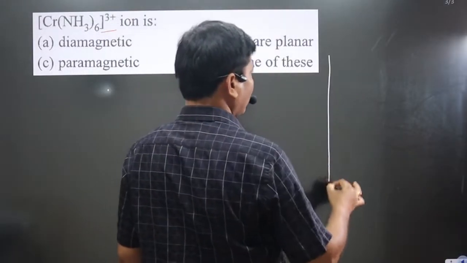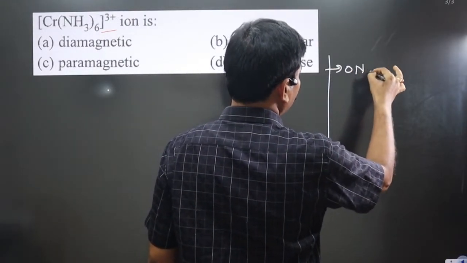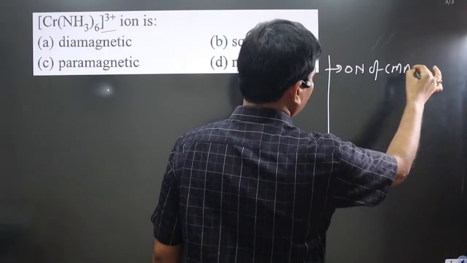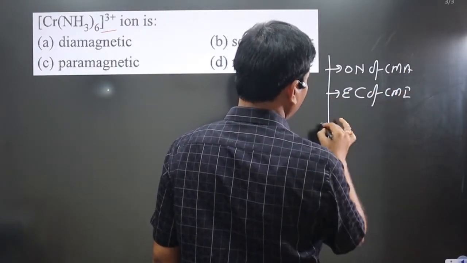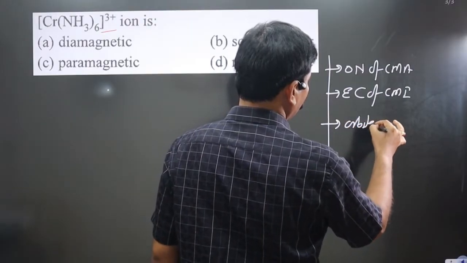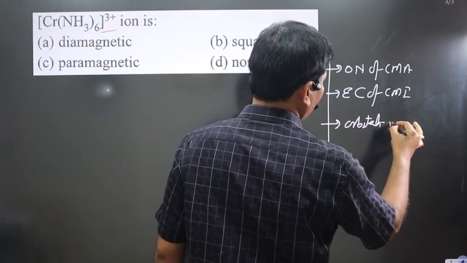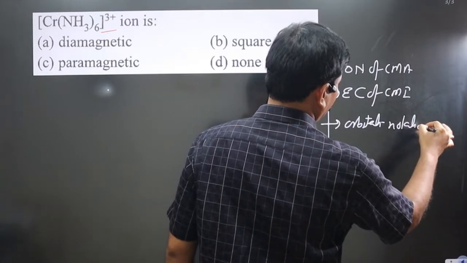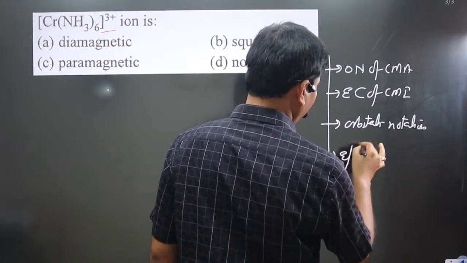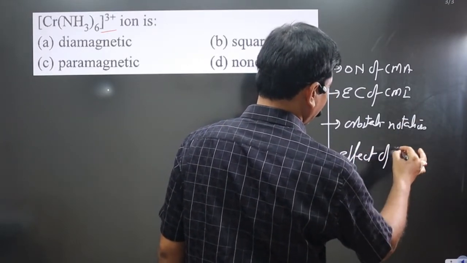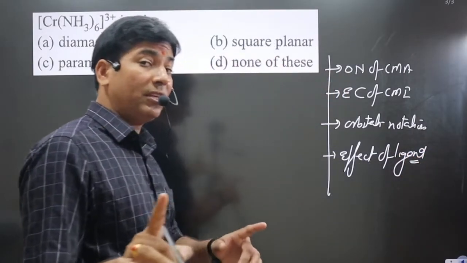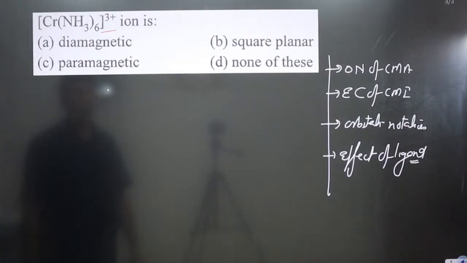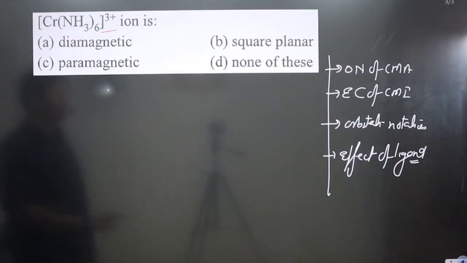First, you write the oxidation number of the central metal atom. Next, we write the electronic configuration of the central metal ion. Then we write the orbital notation, and then we have to consider the effect of the ligand, whether we have a strong field ligand or weak field ligand. If a strong field ligand is there, pairing of electrons occurs; with a weak field ligand, no pairing of electrons. We follow Hund's rule in case of a weak field ligand.